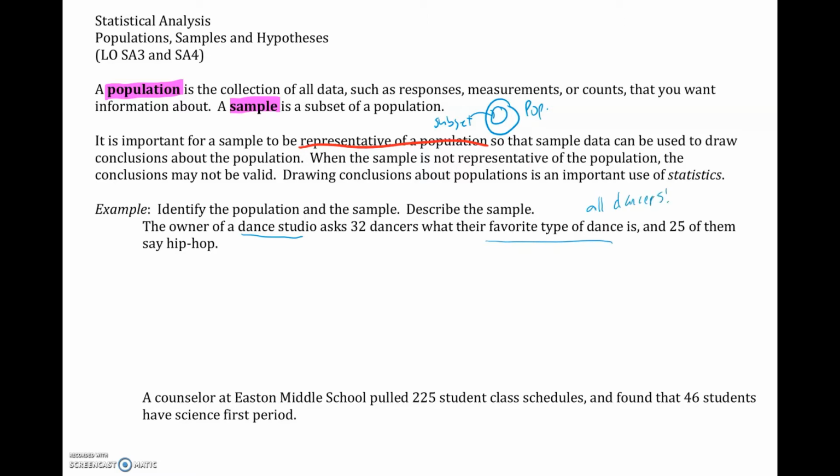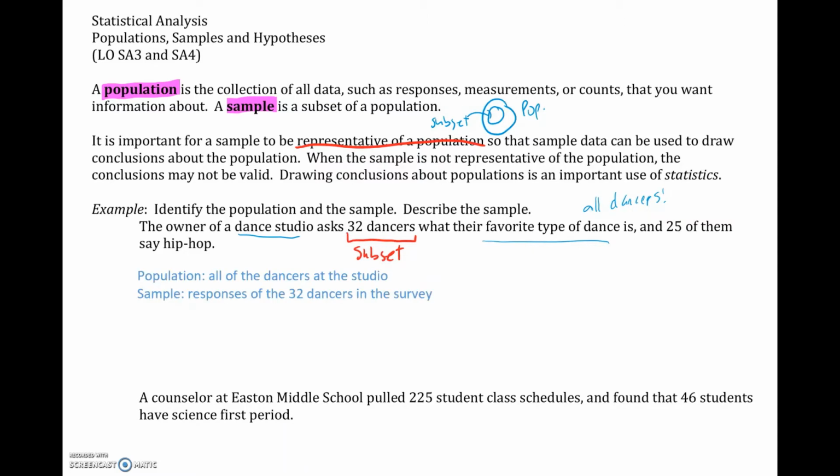Sorry, that's a little hard to read. So all dancers. Now, did this owner get to talk to all of them? No. This owner only talked to 32 of them. So when I read through that, that's what I got out of it. So the owner is probably trying to figure out what all of his or her dancers like, but only got around to asking 32 of them. And 25 of those 32 said hip hop. So we're going to go ahead and just identify the population and the sample. So there you go, there's the population and there's the sample.